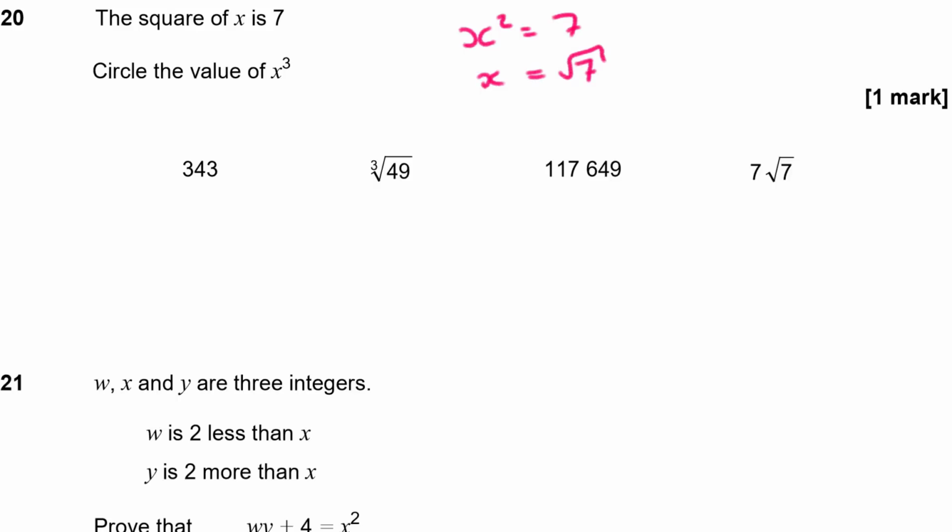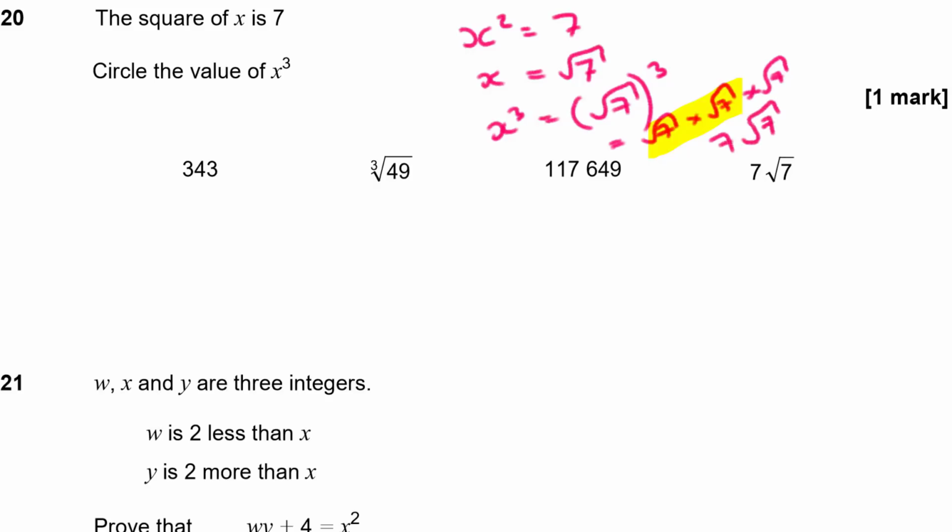So what then is x cubed? Well, x cubed is going to be that root 7 cubed then, isn't it? And cubing something means timesing it by itself 3 times. So another way of thinking about this is it's root 7 times root 7 times root 7. But if you think about it, root 7 times root 7 is 7. So it's going to be 7 root 7. It's that one there.